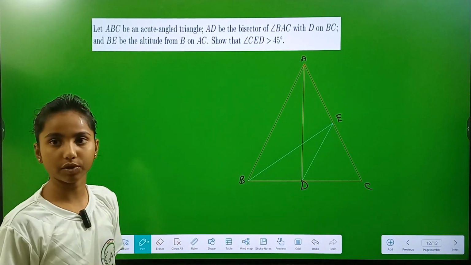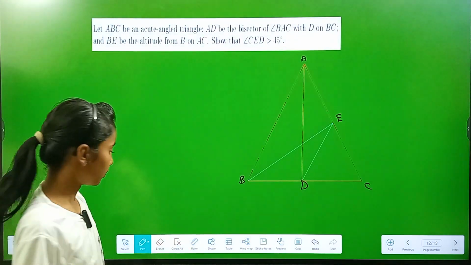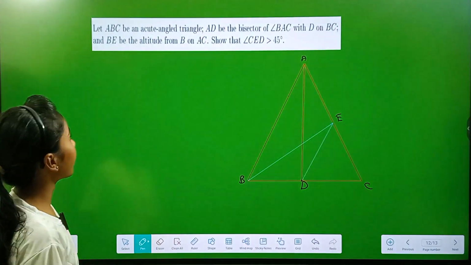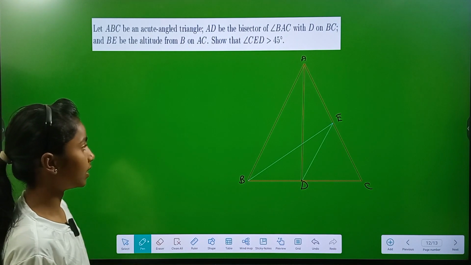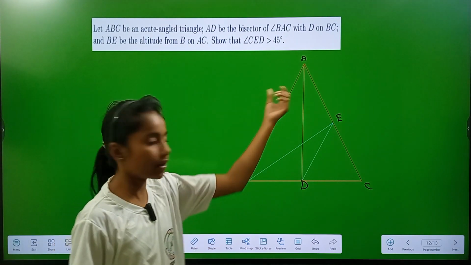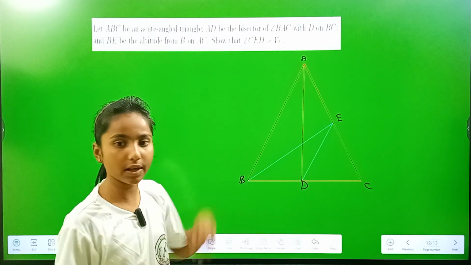Let us solve this problem today, which appeared in RMO. Let ABC be an acute angle triangle. AD is the bisector of angle BAC with D on BC. So line AD is the angle bisector of the angle BAC.